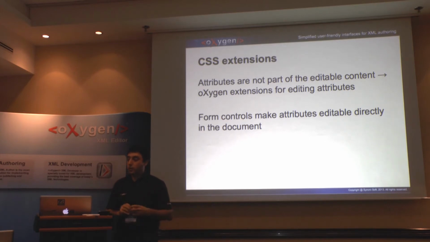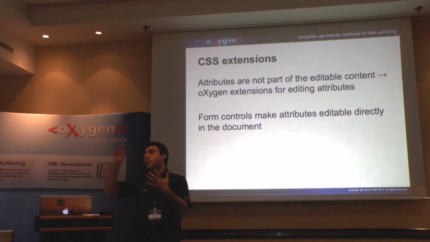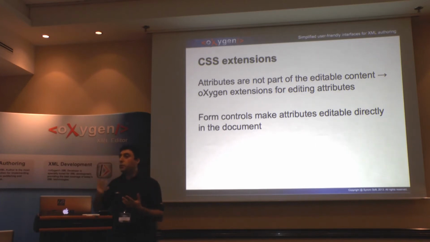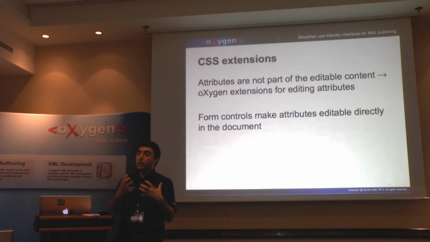And that was one issue, a usability issue, right? If you instruct someone, you need to go on this table, find this attribute, change it. They need to have the notion of attributes. For that, we didn't find a CSS support for making attributes editable in some way.